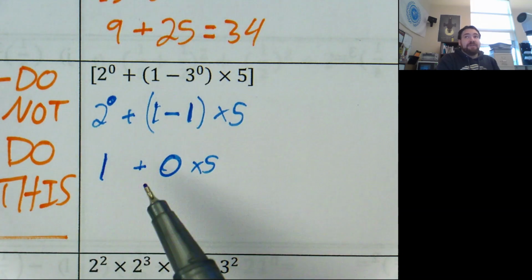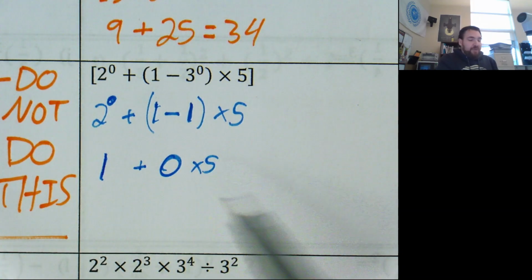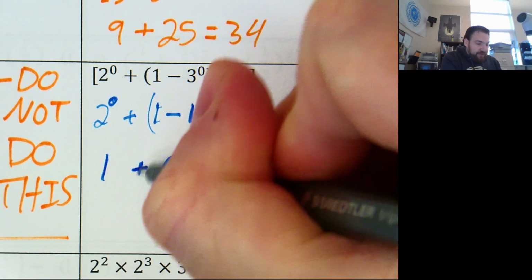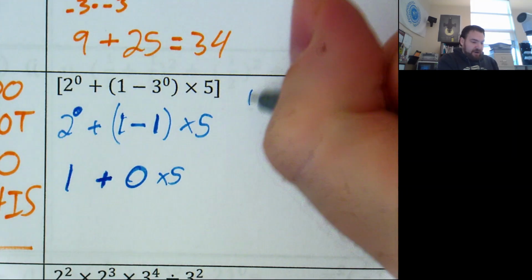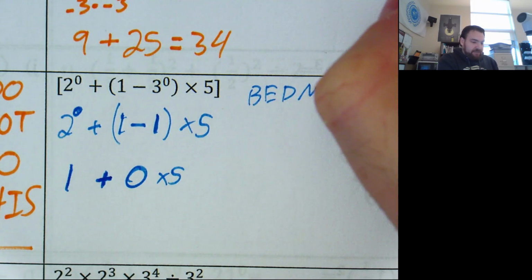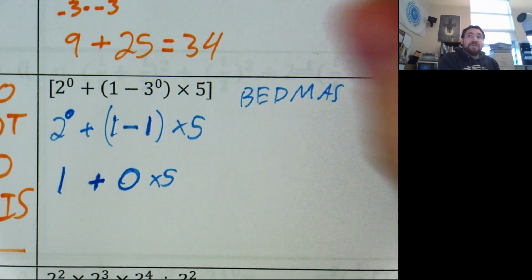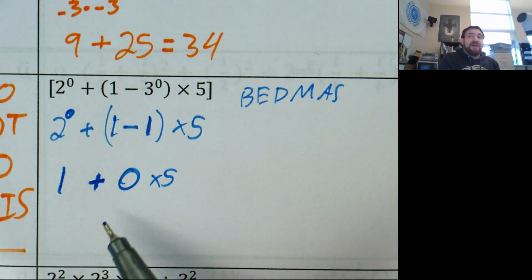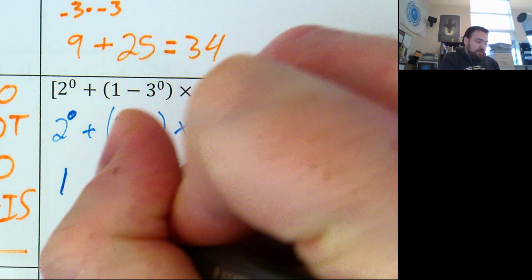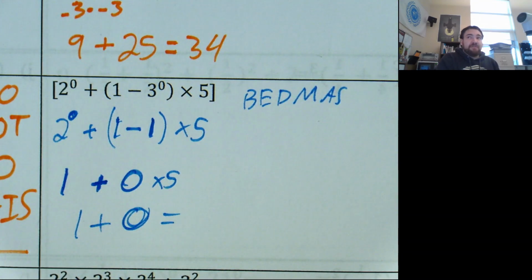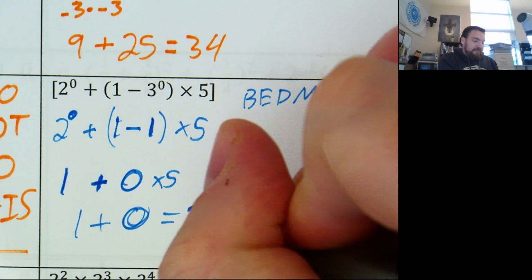And now I've got 1 plus 0 times 5. What needs to happen first here? Yep, if you recall BEDMAS, we're at the multiplication stage. So 0 times 5 is 0. And then 1 plus 0 is? 5. Don't screw people up on purpose, Garrett. 1 plus 0 is? 1.